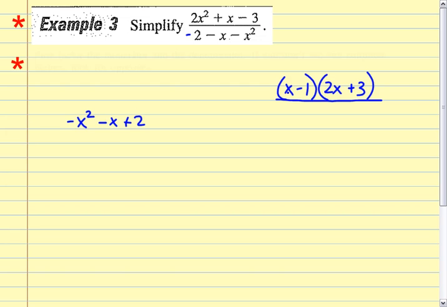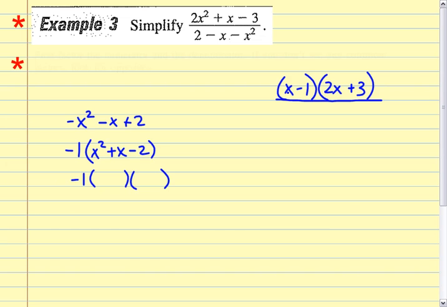Now it's in standard form, but there's one thing I don't like about it, and you guys are going to remember the thing I don't like about it is this negative out front. Okay? So what I'm going to do is I'm going to factor out a negative 1. Negative 1 times x squared plus x minus 2. Okay? So I factored out a negative to make the x squared positive, and then I'm going to factor that.